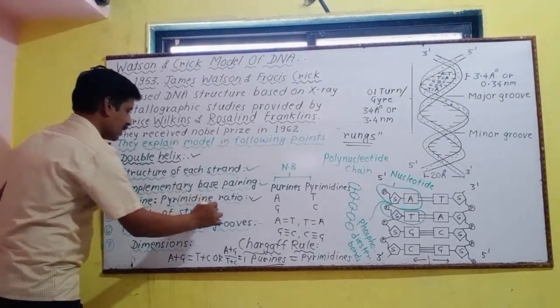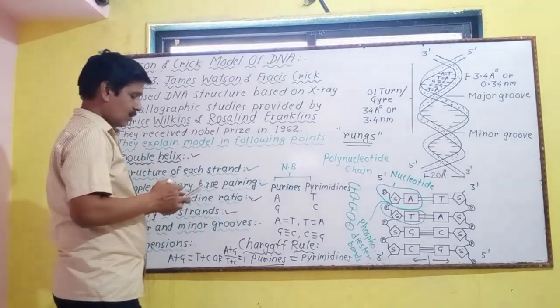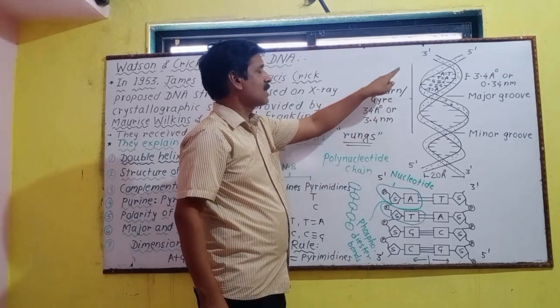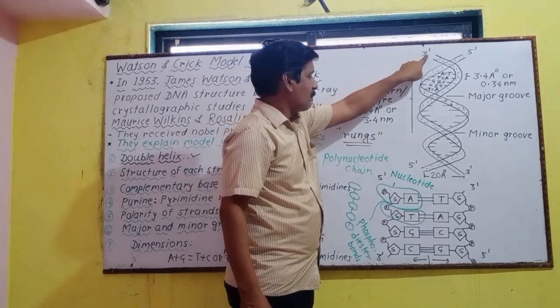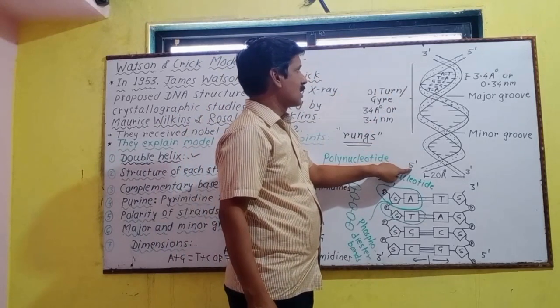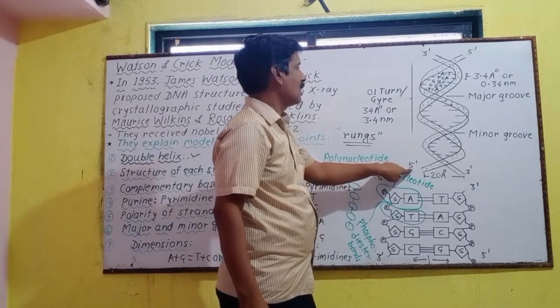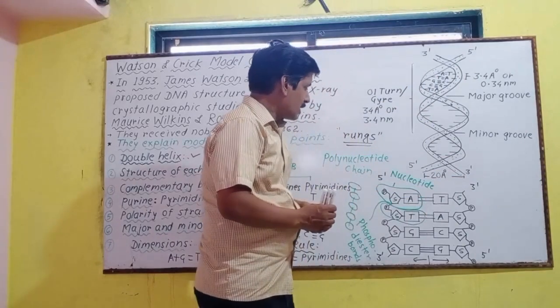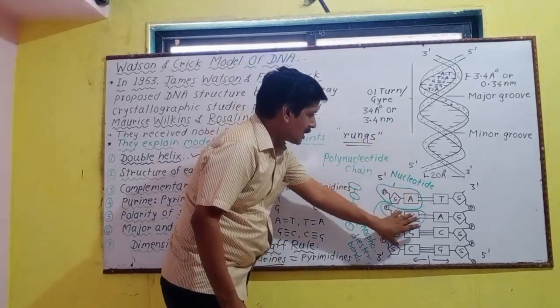Then, polarity of the strand. We know that if we see the structure of DNA, one strand runs toward 3' to 5', while the other strand runs 5' to 3'. This was clear in this diagram.